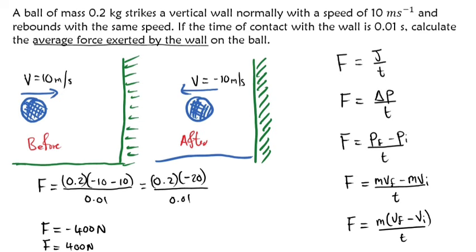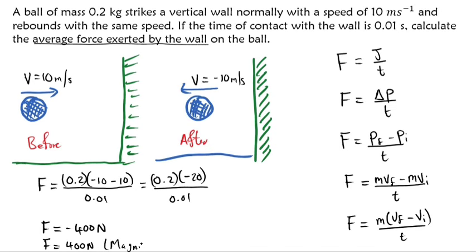Then you need to know that this is actually the magnitude. And remember, for the magnitude, we need to make sure that whatever is negative is positive. So the reason why it's positive, one more time, is simply because the question says, what is the force exerted by the wall on the ball? So it will be a positive force. So our answer is 400.